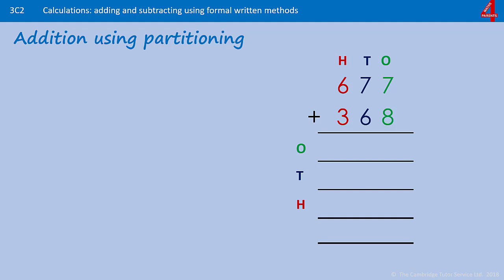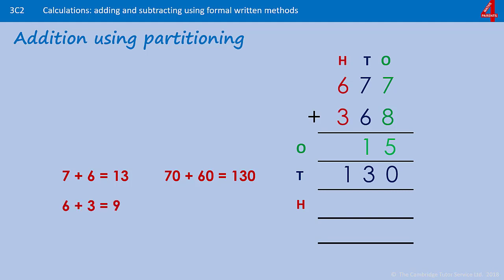For the ones, we have 7 add 8, which is 15. For the tens, 70 add 60. If you know that 7 and 6 is 13, then 70 and 60 will be 130. For the hundreds, we have 600 add 300. 6 and 3 is 9, so 600 add 300 must be 900.